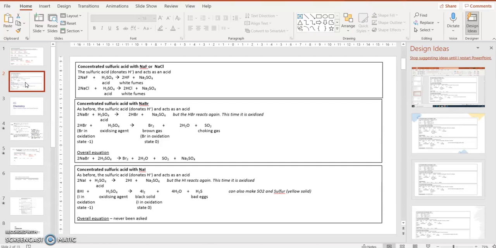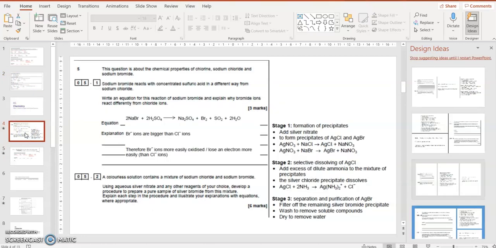2H2SO4 goes to form bromine, water and sulfur dioxide and sodium sulfate from the first reaction. So if you can remember NaBr plus H2SO4 and you can remember the products, bromine, water, sulfur dioxide and sodium sulfate, you should be able to write that and balance it fairly easily.